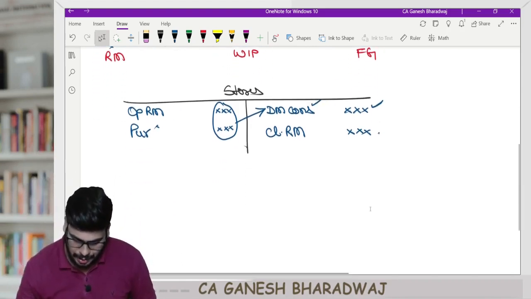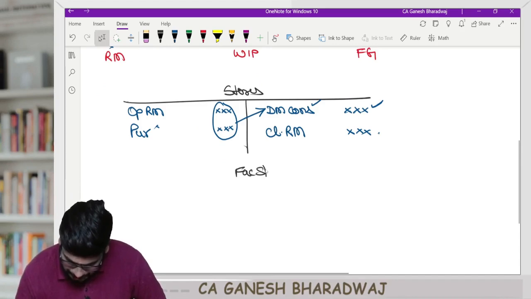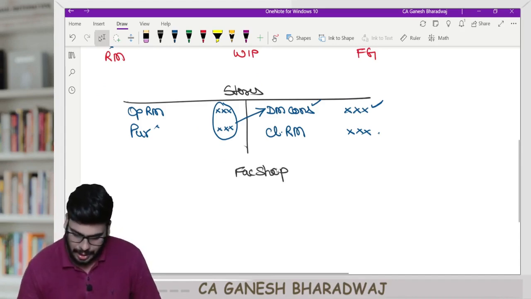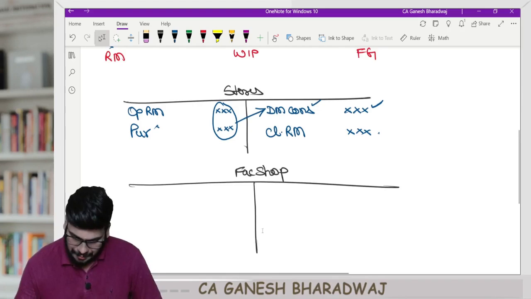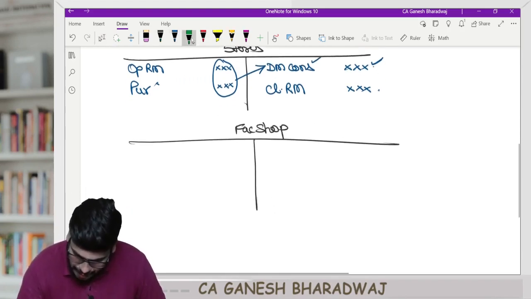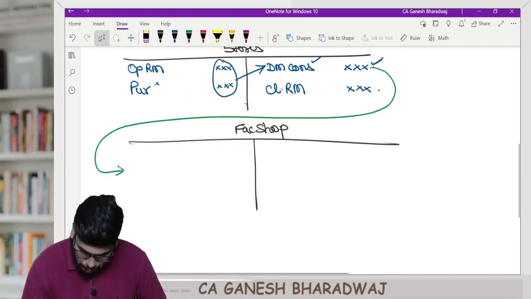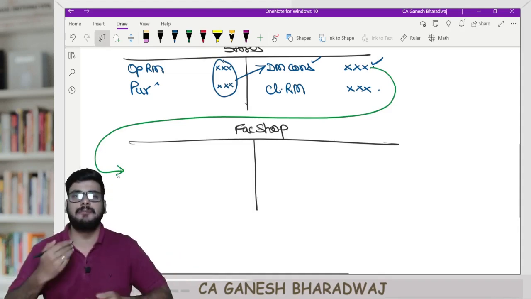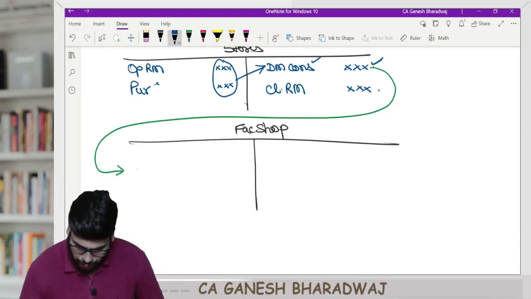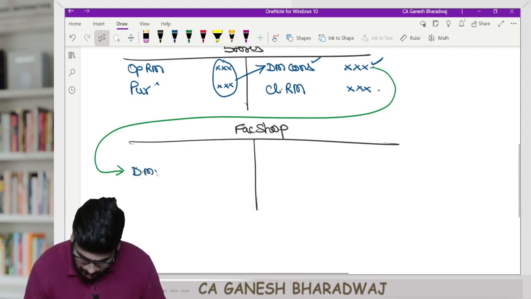So, basically here, this enters into the next area called the factory shop. Now, in my factory shop, this direct material consumed will enter here. So, whatever is getting consumed will move out of my stores and will be entering into my machines. Are you clear with this? So, here I will be having direct materials consumed. Are you clear with this, guys?